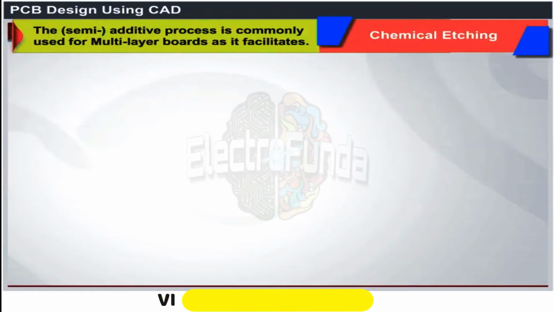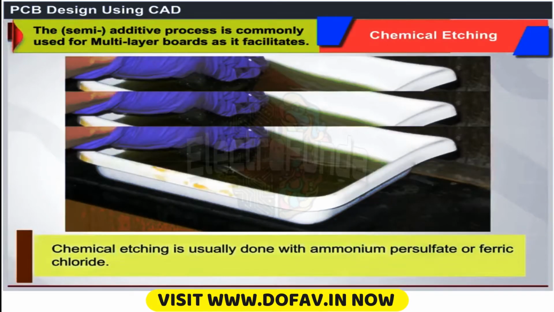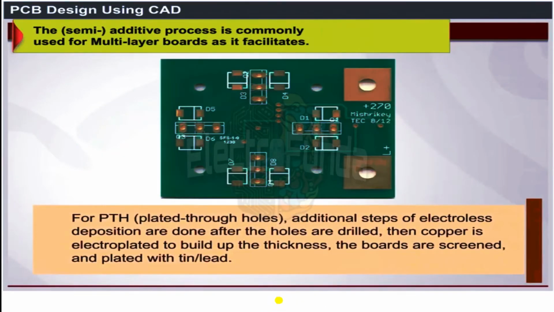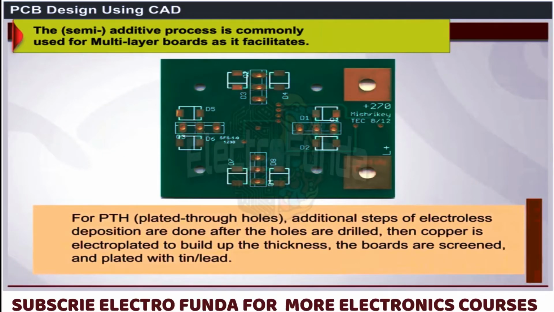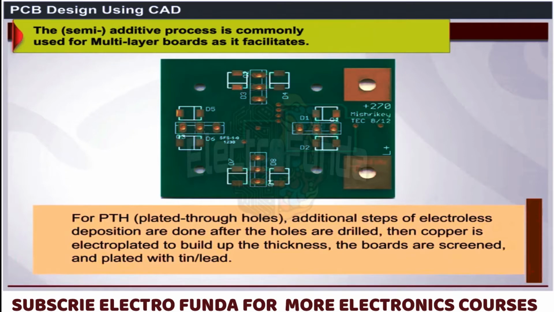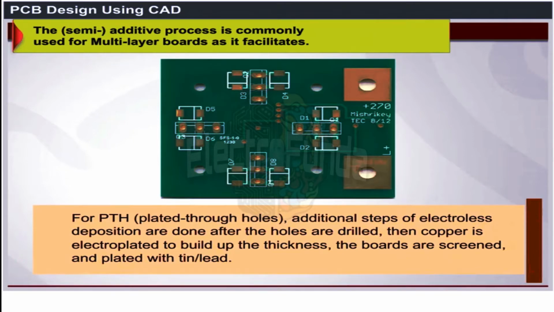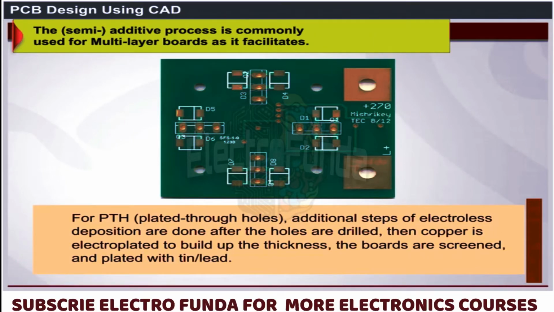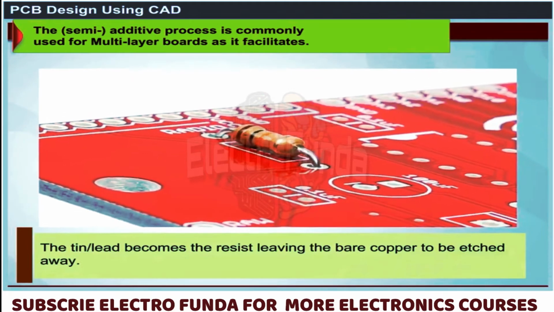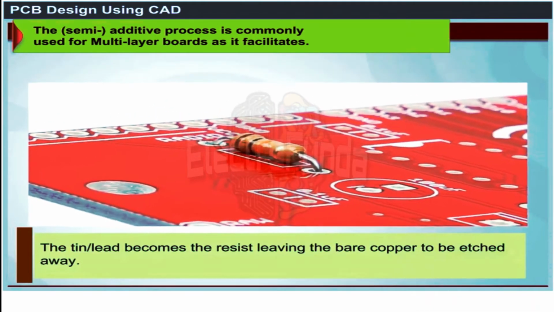Chemical etching. Chemical etching is usually done with ammonium persulfate or ferric chloride. For PTH, plated through holes, additional steps of electroless deposition are done after the holes are drilled. Then copper is electroplated to build up the thickness. The boards are screened and plated with tin or lead. Tin or lead becomes the resist, leaving the bare copper to be etched away.